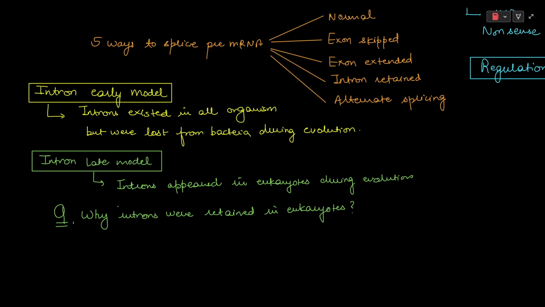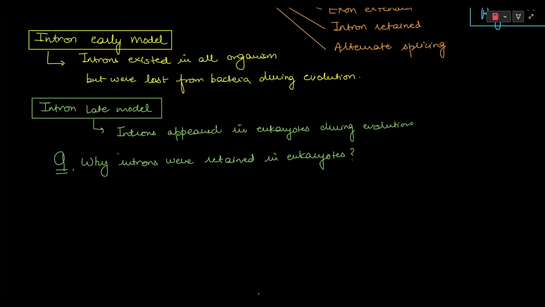Now, according to me, basically there are three main arguments to support this view, that the introns were beneficial for the eukaryotes. There are three main arguments that we can use to support this view. Let's see what they are.